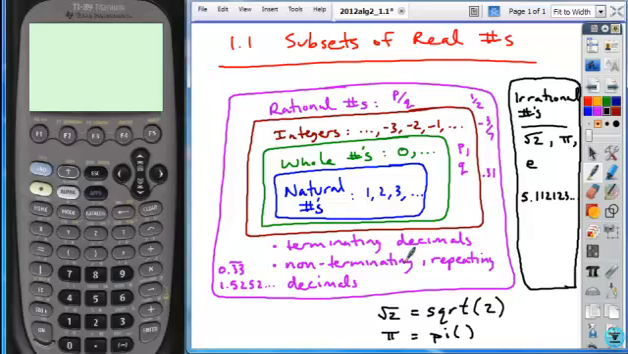So these all make up the whole set of real numbers. And you are going to be asked on some questions to classify different numbers into a specific subset. Make sure that you can place them into these.